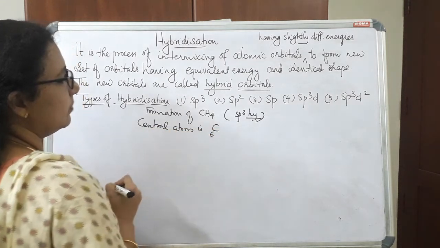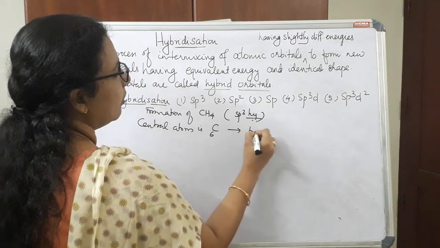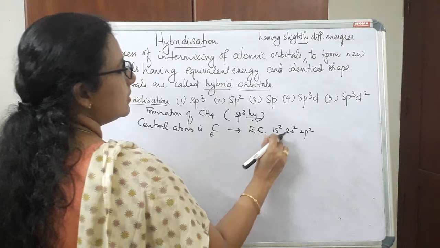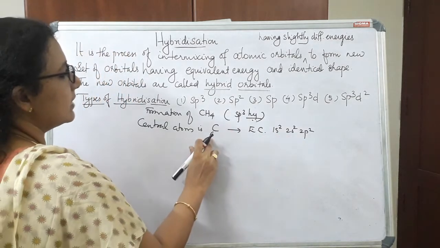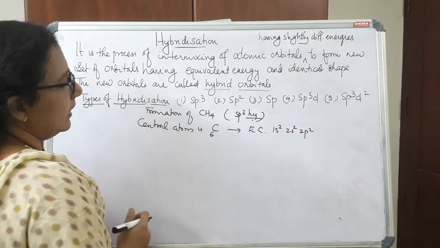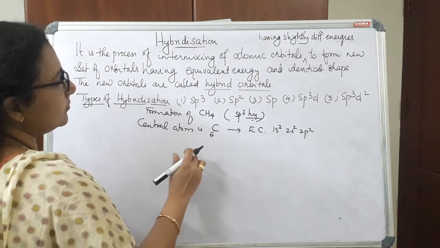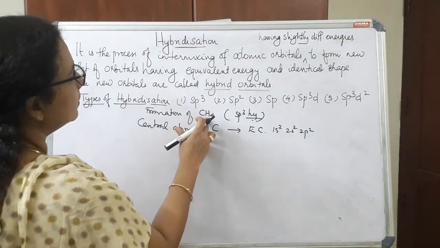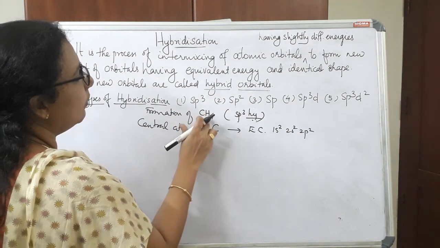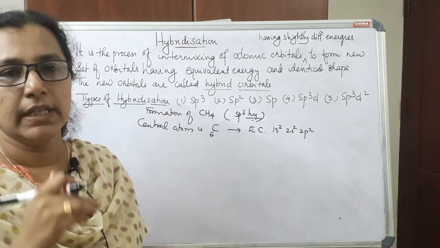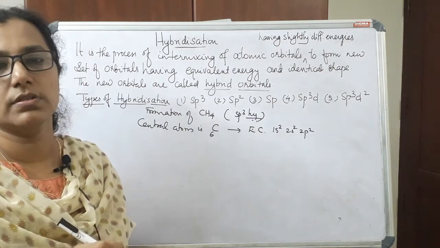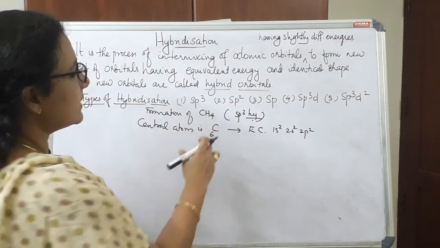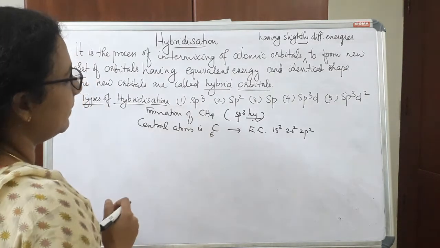carbon, which has atomic number 6, and electronic configuration 1s2, 2s2, 2p2. This is the electronic configuration of the central atom carbon. Now let us see what is happening to the central atom. Before the bonds are formed with 4 hydrogen atoms, the central atom undergoes a process called hybridization. After hybridization, the bonds are formed.